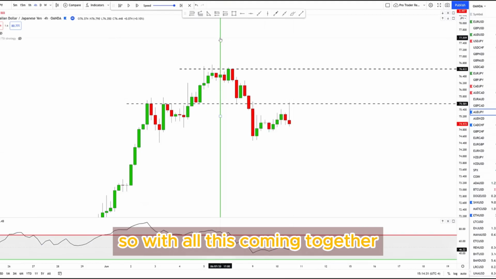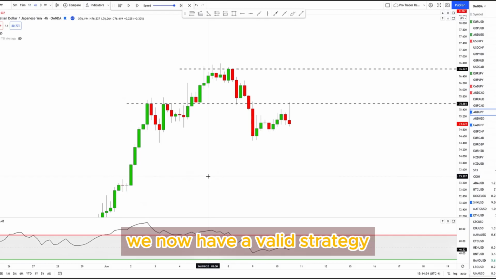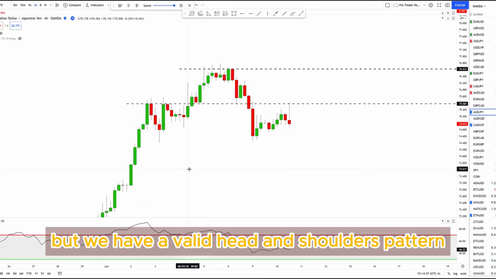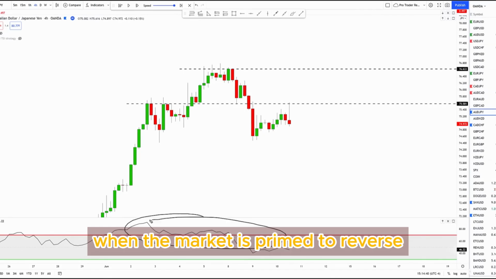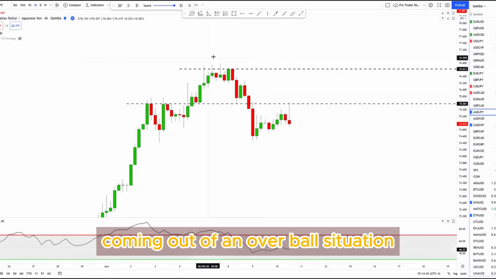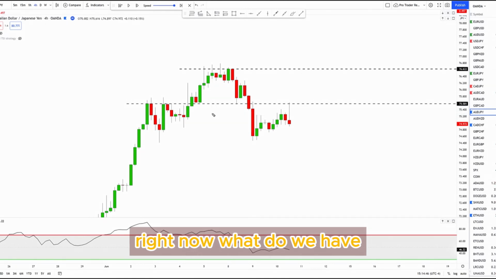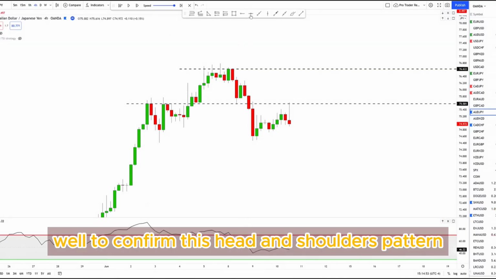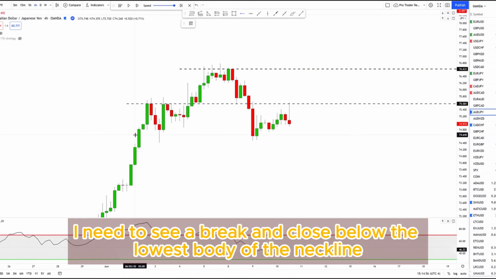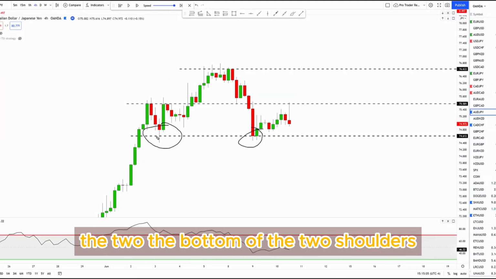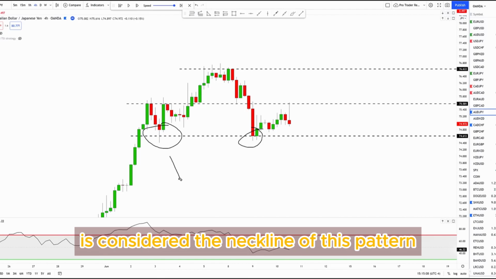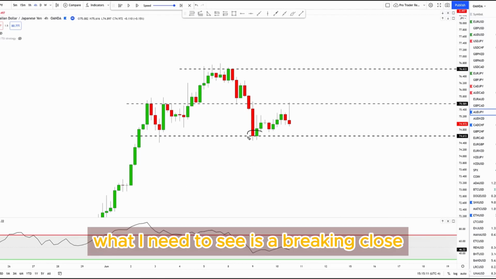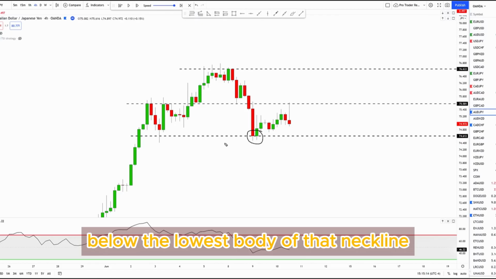So with all of this coming together, we now have a valid strategy, not just a valid head and shoulders pattern, but a valid head and shoulders pattern when the market is primed to reverse coming out of an overbought situation. So at this point, what do we have? We have all the conditions met. Now we need to know how we're going to enter this market. Well, to confirm this head and shoulders pattern, I need to see a break and close below the lowest body of the neckline. So this is what's considered the neckline. The bottom of the two shoulders is considered the neckline of this pattern. What I need to see is a break and close below the lowest body of that neckline.